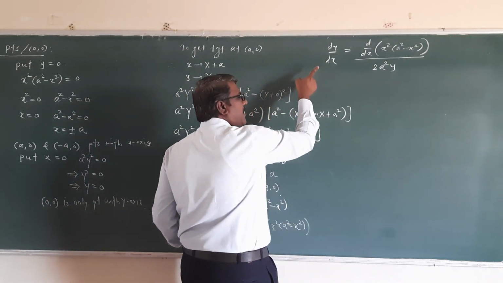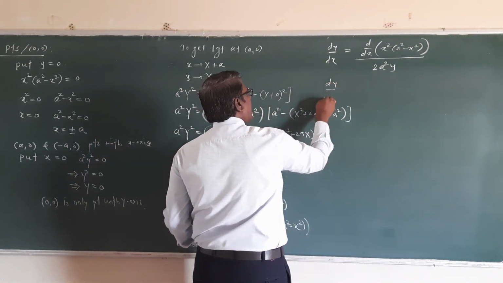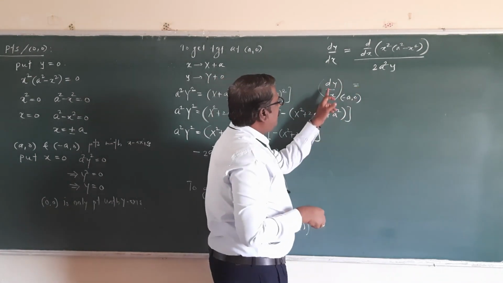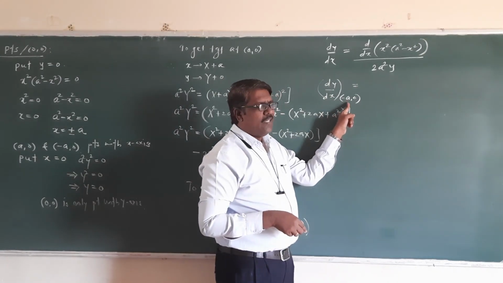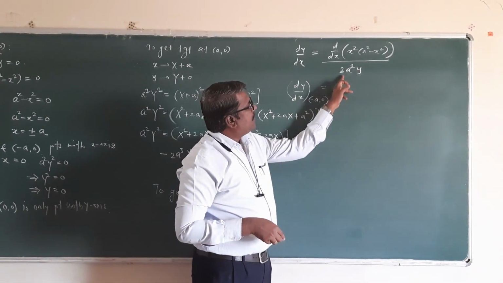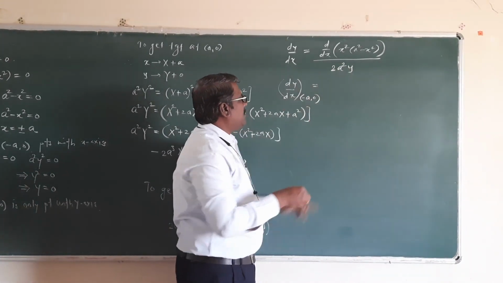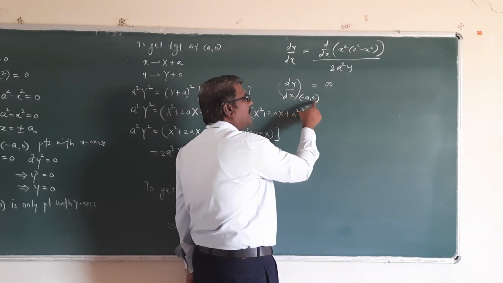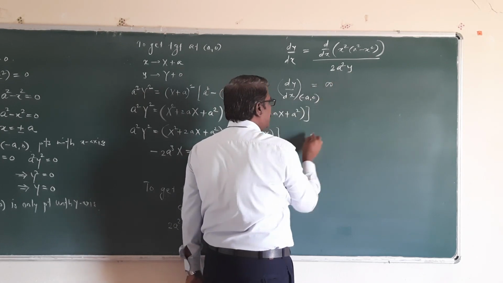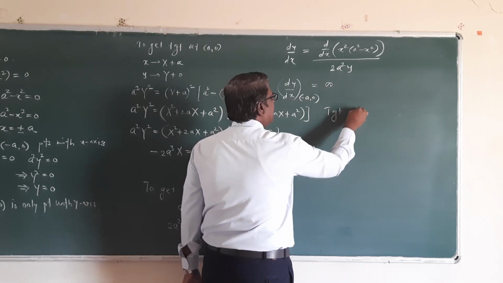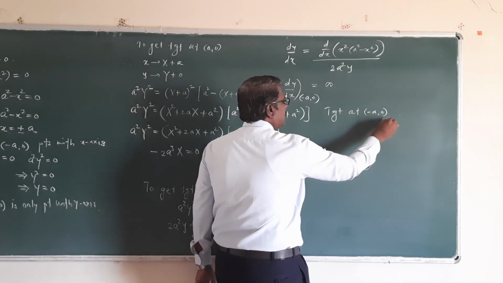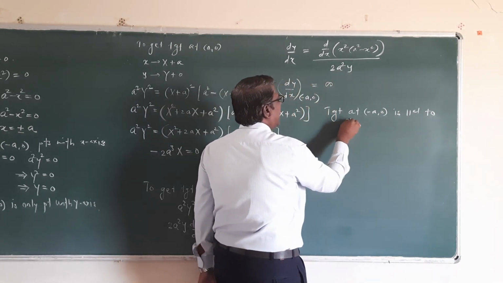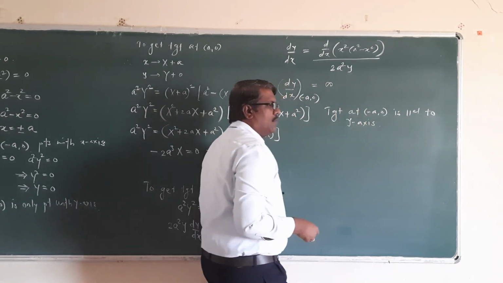Now, if I calculate the value of dy by dx at minus a comma 0, what it means? Value of dy by dx at x is minus a and y is 0. And when y is 0, this denominator is 0. If denominator is 0, then value of dy by dx is infinity. And if dy by dx at a particular point is infinity, it means tangent at minus a comma 0 is parallel to y-axis.